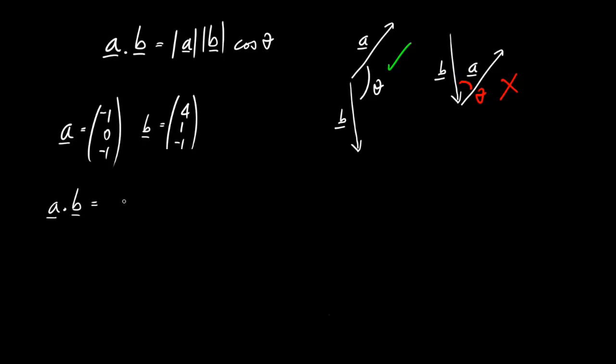So A can be minus 1, 0, minus 1. I think that will come out better. So we have minus 4 from minus 1 times 4. We have 0 times 1 is 0. And we have minus 1 times minus 1 is 1. So it's going to be minus 3 for the total dot product between these two.